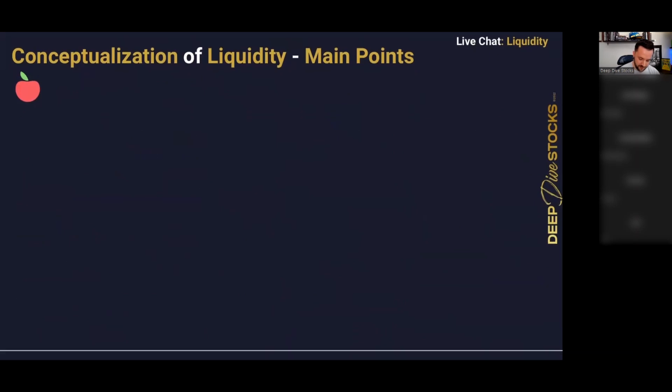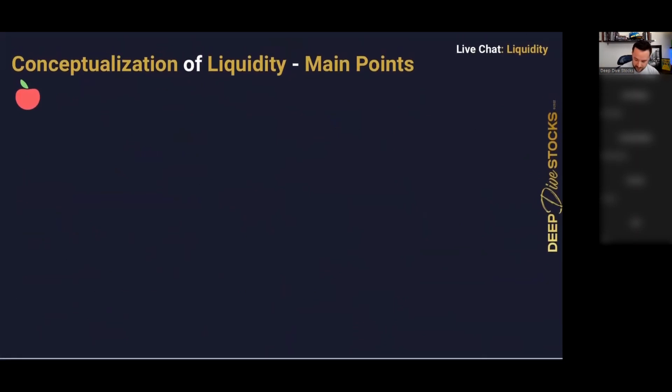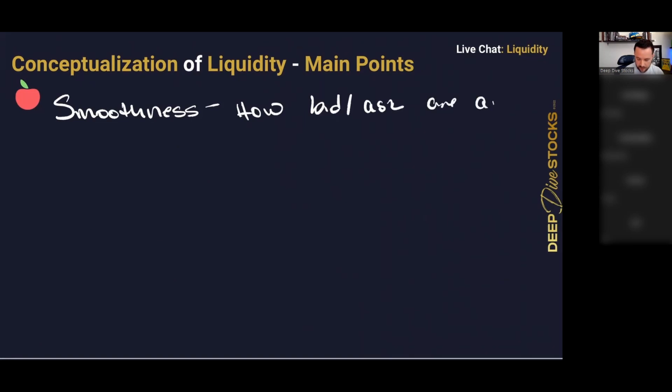All right, how do we feel? We covered 4 main ways that we can view liquidity. We said we could do it just in a general sense of smoothness. And what was a take home point of the smoothness? How could we just describe smoothness? So maybe just how the bid and the ask are agreeing.